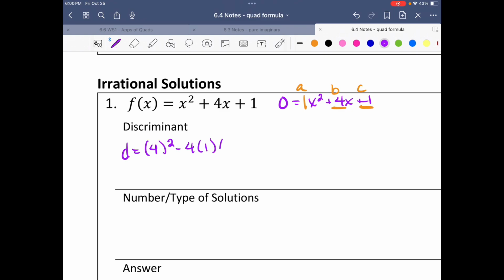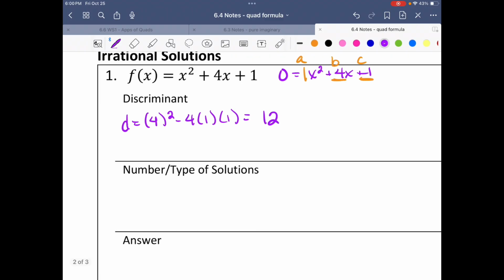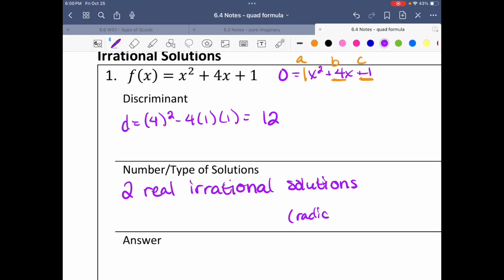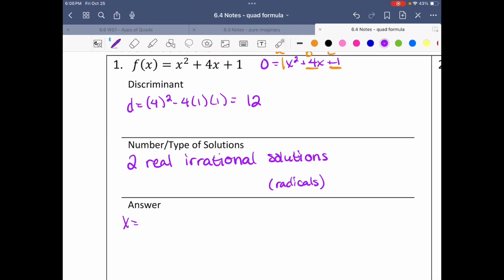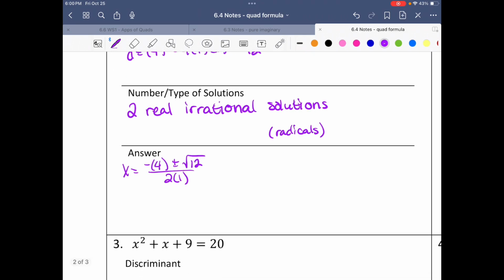B squared minus 4AC, which is 12. All right, that's a positive number, but it's not a square. So we still have 2 real solutions, but they are irrational, which for us means that they are going to have radicals in the answer. I'm going to go ahead and solve. X equals negative B plus or minus the square root of the discriminant over 2a.